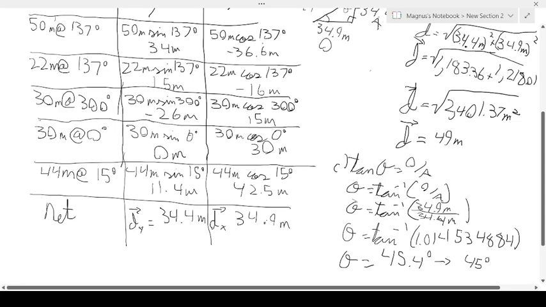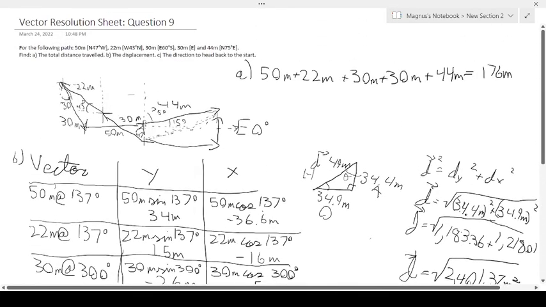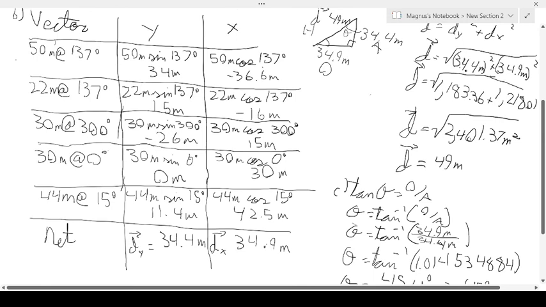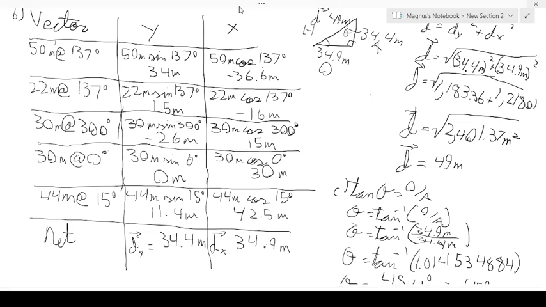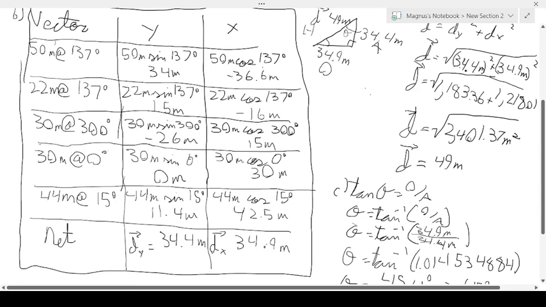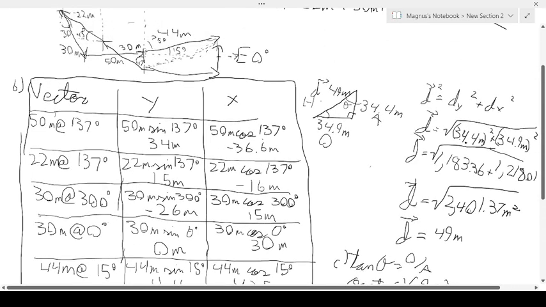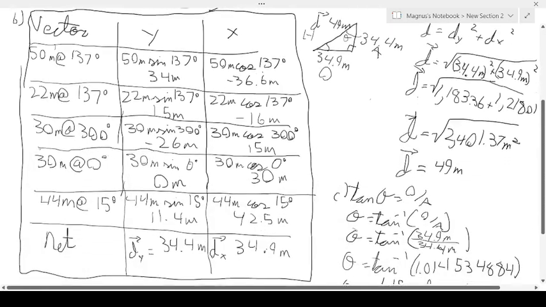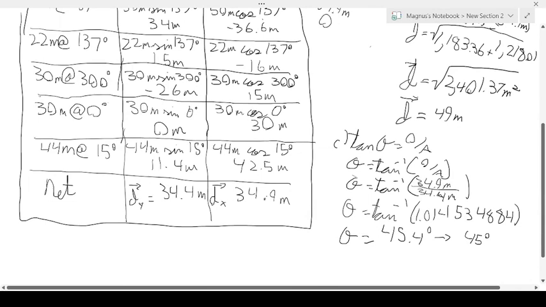So we have found all parts of this question. We found the total distance traveled, which is 176 meters. We have found the displacement by using the component vector method to find the x and y of every single vector and then add them up, so that we have a net x and y, which gives us a nice easy right angle triangle to deal with to find our missing side using the Pythagorean theorem. And finally, to find our angle, we use our tan ratio. So that is question 9.